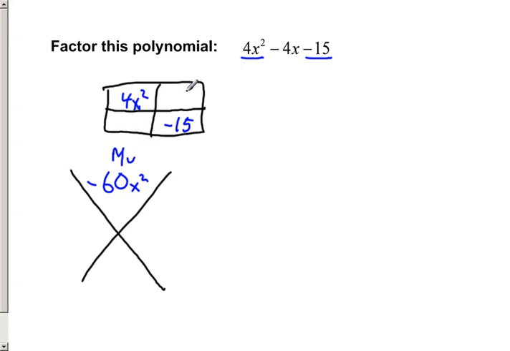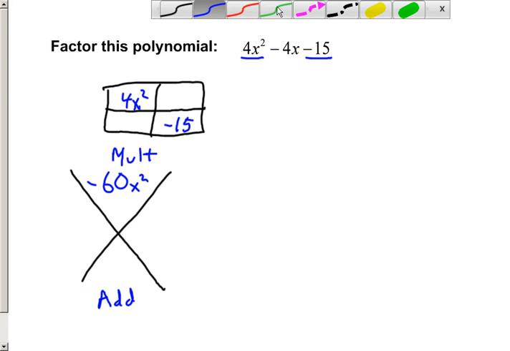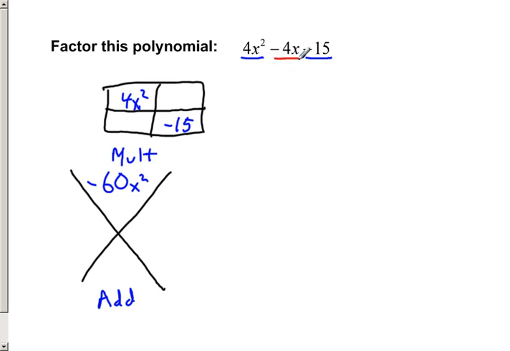We're going to fill in the remaining boxes with factors, and these factors want to multiply to this term right here, this negative 60x squared. What the factors are going to add to is this term right here, the negative 4x. So now we need to think of two factors that multiply to negative 60x squared and add to negative 4x. If they multiply to a negative, one has to be positive, one has to be negative.